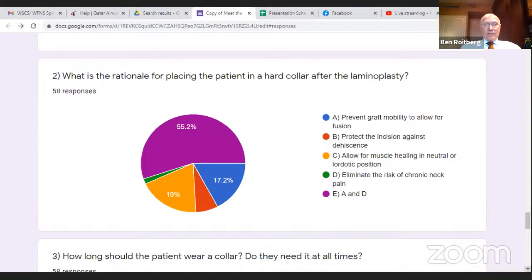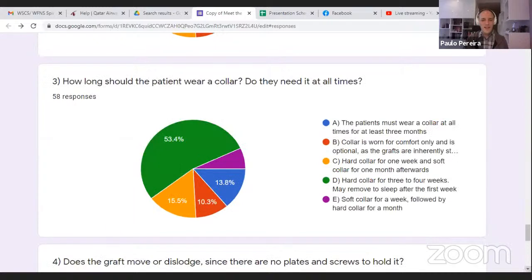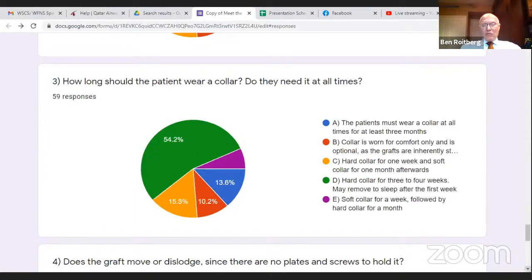Okay, and so probably this relates to the next question, right? Yes. Can you move downward? Yes. So absolutely, correct. The majority of the responders were correct. Hard collar for 3 to 4 weeks.